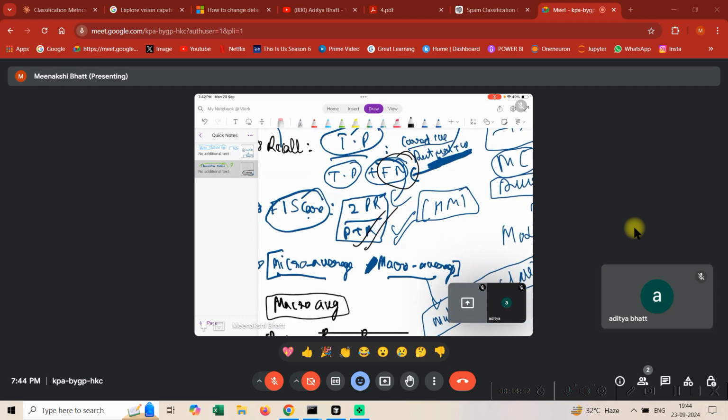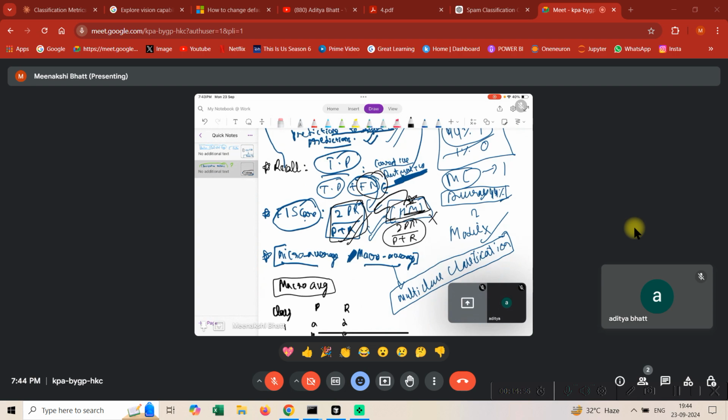For the time being, you can just remember this is 2PR divided by P plus R. This is harmonic mean. There is an implication of the AM-GM-HM inequality which results in the fact that this is harmonic mean, but we can skip that maths. We don't need to go in depth of it.